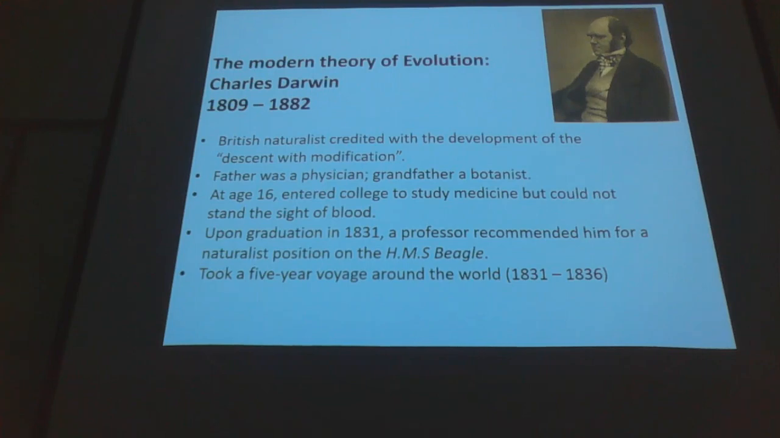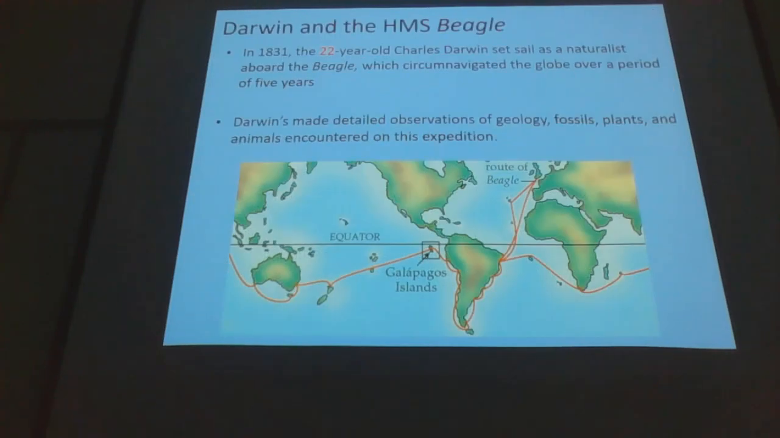And he actually took a position on a ship to go around the world to collect information, evidence about evolution. And he took it. Doesn't look to me like a very adventurous person from his picture, does it? But he was very adventurous. And he took a 5-year voyage around the world, at the age of 22, on this ship, the Beagle. And let's see what he came up with.